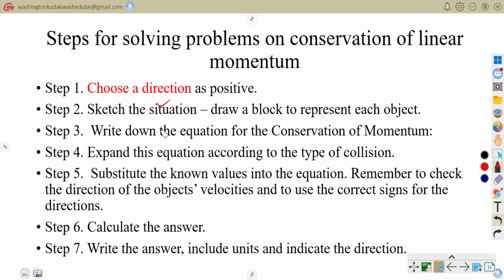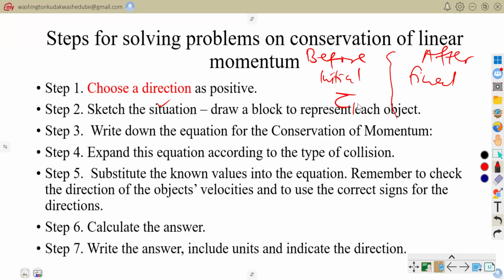And then thereafter, I need to expand my scenario into initial and after, or else initial and final. And then I write down the equation for the conservation of momentum. That is to say, once I know that this is my initial scenario and this is my final, or else let's say this is before and this is after collision, I will now say total linear momentum before should be equal to total linear momentum after.